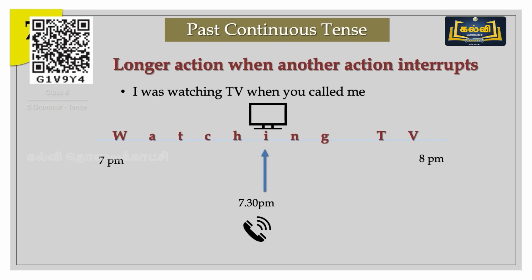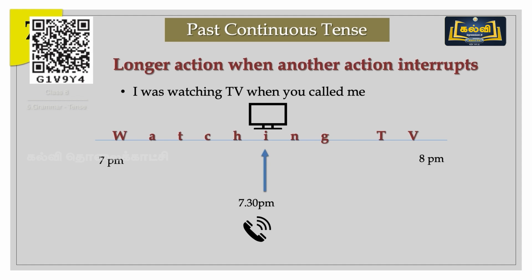For example, the time is 7 o'clock. You're watching TV. At 7:30 probably, I call you and you don't attend the call. The next day, I ask you, hey, why didn't you pick up my call? And you say, hey, I was watching TV when you called me. Now look at the graphic I've shown you. While you were watching TV, another action interrupted you. That is, I called you. Look at the pattern. One part is in past continuous form and the other part is in simple past tense.